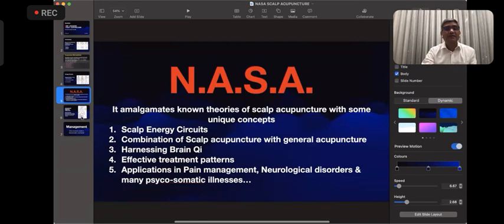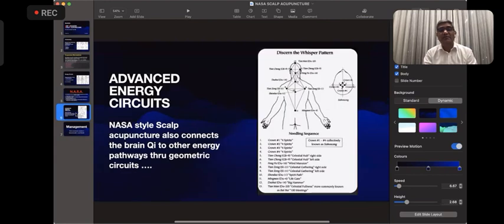So we will have to combine general circuits with microcircuits. That is the secret. So in NASA, we combine the scalp energy circuits with general acupuncture level circuits. We harness brain chi, we create effective patterns, and we have its application in pain management, neurological disorders, and many psychosomatic illnesses. Now, I'll show you something more.